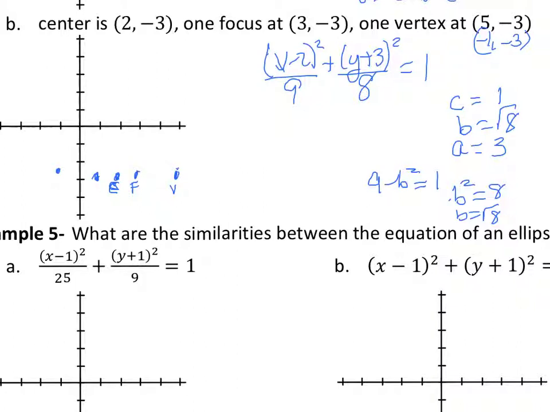So we go up root 8. 1, 2, almost 3. And down root 8. So again, foci are closer to the center, very circle-ish. Albeit an abnormal circle, but anyway. Questions?